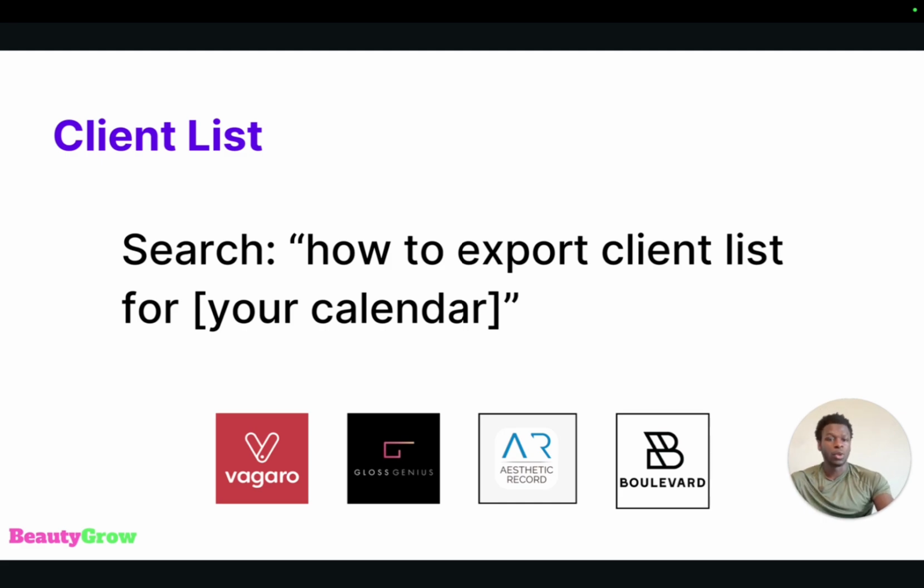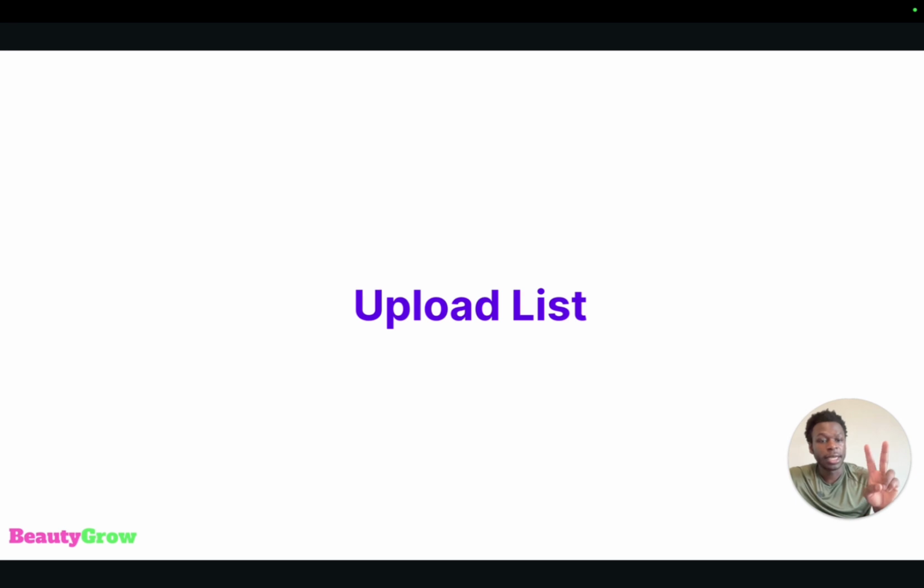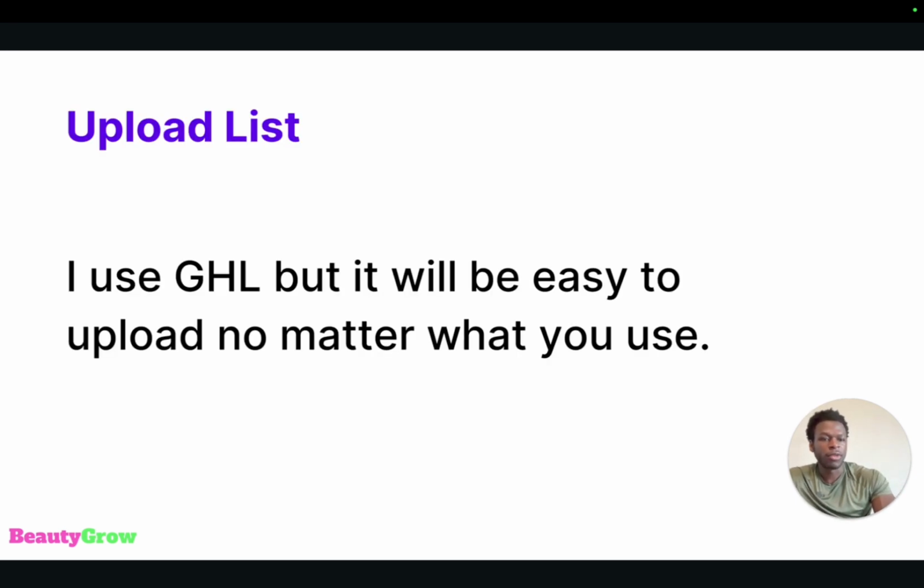And you can actually just Google how to export client list for whatever calendar they use. Most of our clients use Aesthetic Record and Boulevard, and then a couple of them use Gloss Genius and Vagaro. This particular client uses Vagaro, and it's really easy to export the client list from there. The second thing that I did was I uploaded that list to the CRM. The one that I use is Go High Level, but no matter which one you use, it's going to be really easy to do this.